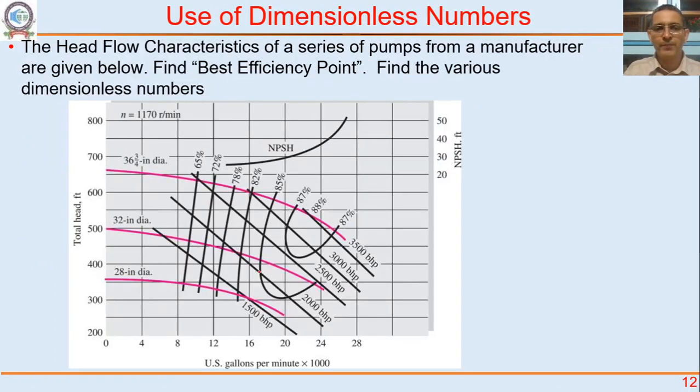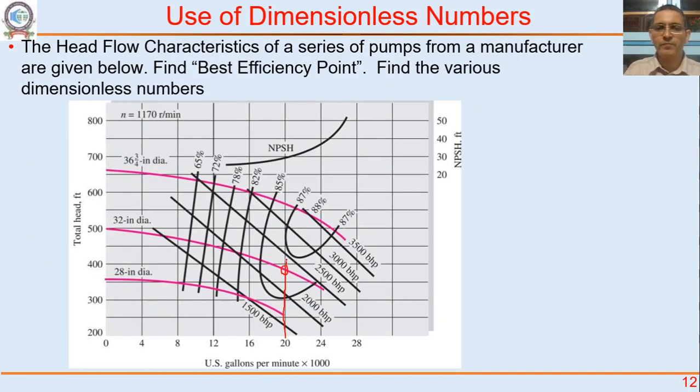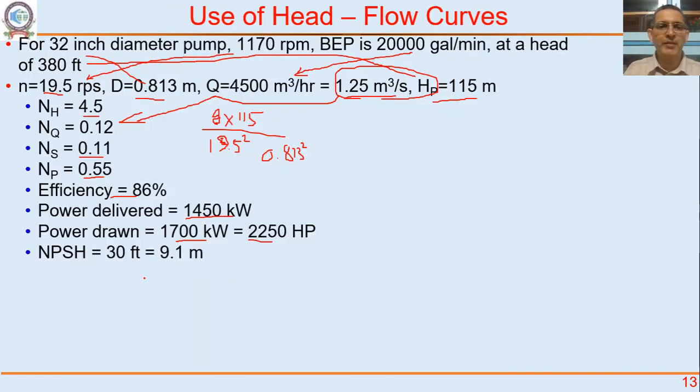Efficiency coming from here, we are at this point, 20,000 and 380. Efficiency, this is 85%, this is 87%, so somewhere in between, typically 86%. So power delivered is 1450 kW. Power drawn is 1700 kW. It is 2200 HP. NPSH, you see the NPSH for this impeller? Like 9-10 meters, 9.1 meters, right? That means that's the NPSH that I want.